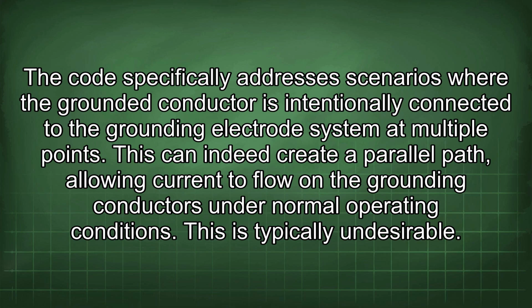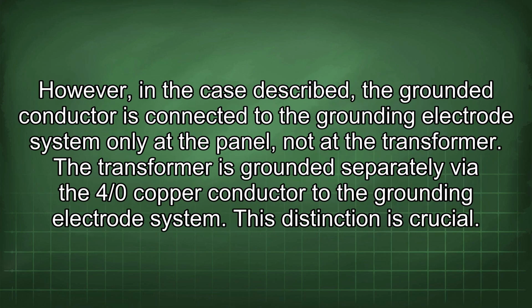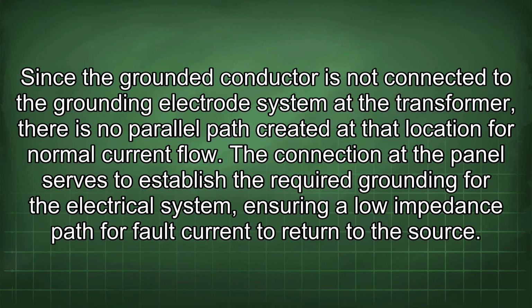This is typically undesirable. However, in the case described, the grounded conductor is connected to the grounding electrode system only at the panel, not at the transformer. The transformer is grounded separately via the 4/0 copper conductor to the grounding electrode system. This distinction is crucial. Since the grounded conductor is not connected to the grounding electrode system at the transformer, there is no parallel path created at that location for normal current flow.